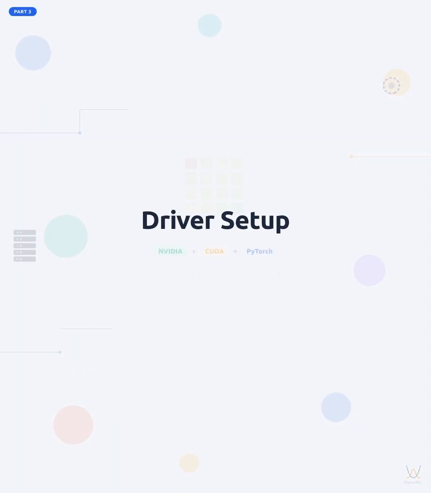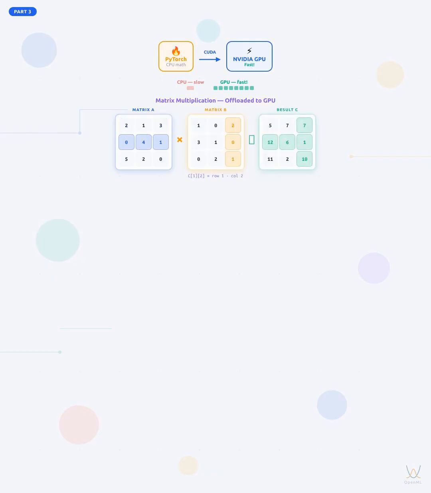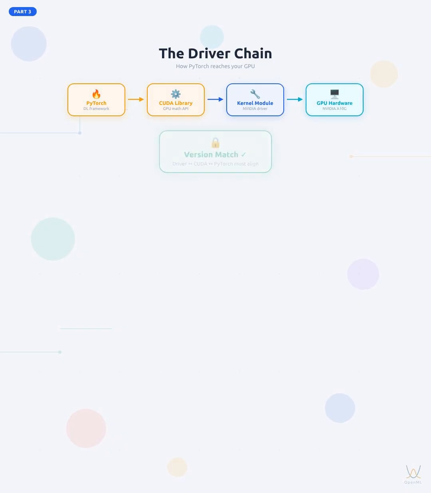Before we can run Mochi One, we need to set up the GPU drivers. Here's why this matters. PyTorch uses CUDA to offload heavy math, like matrix multiplications, from the CPU to NVIDIA GPUs. Think of it as a chain. PyTorch talks to the CUDA library, which talks to the NVIDIA kernel module, which talks directly to the hardware. The key is making sure all three match in version.